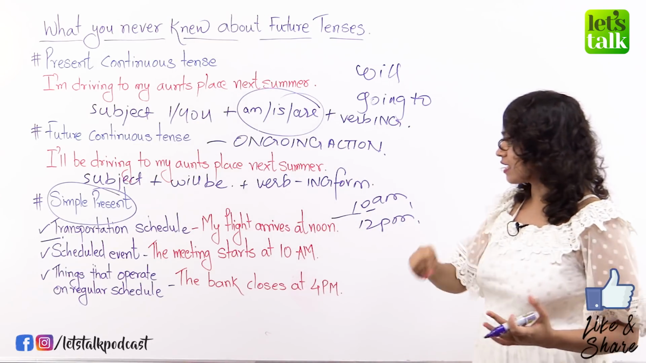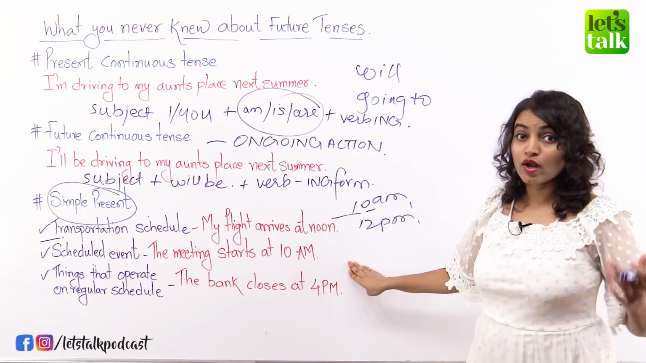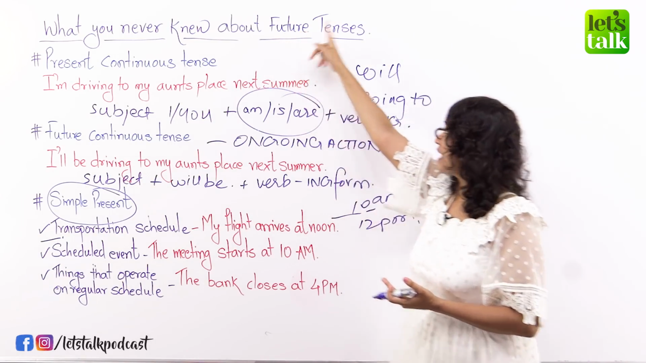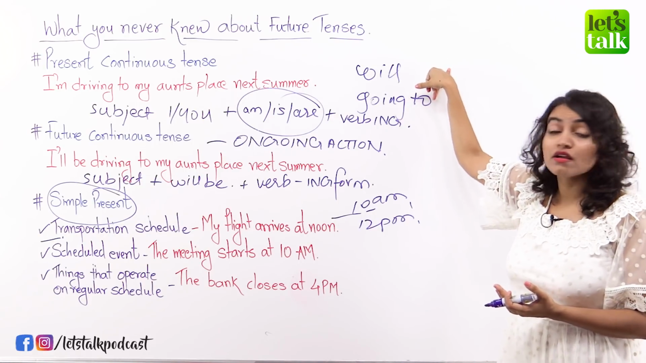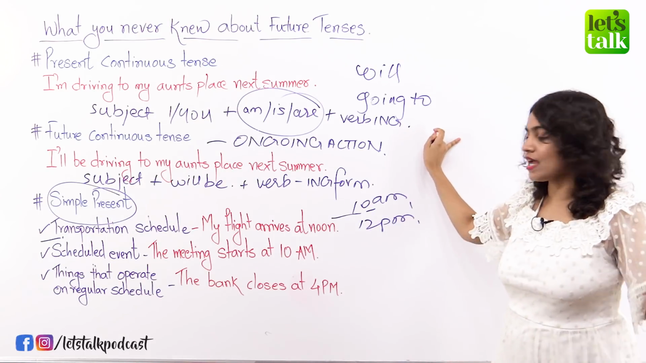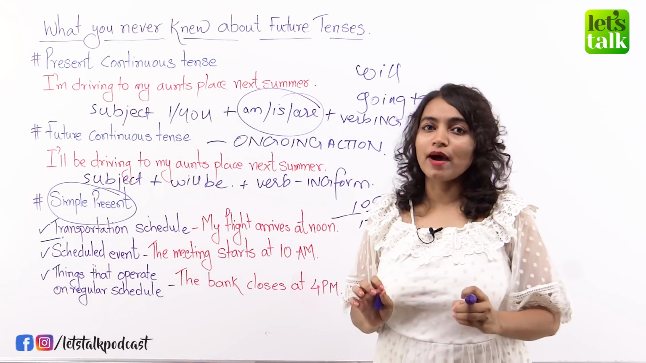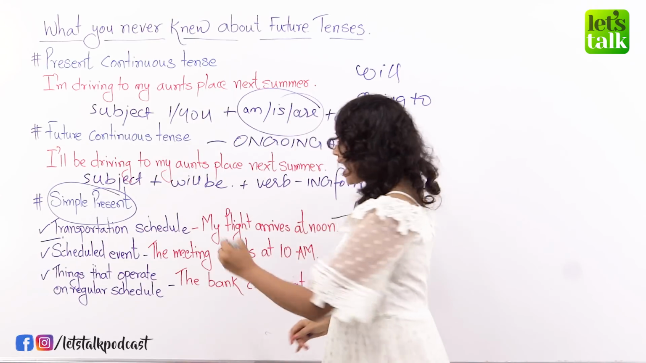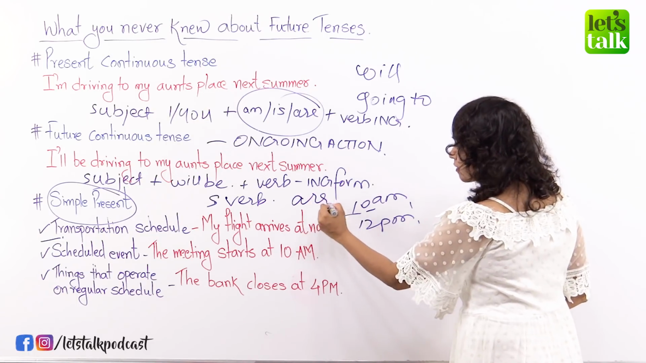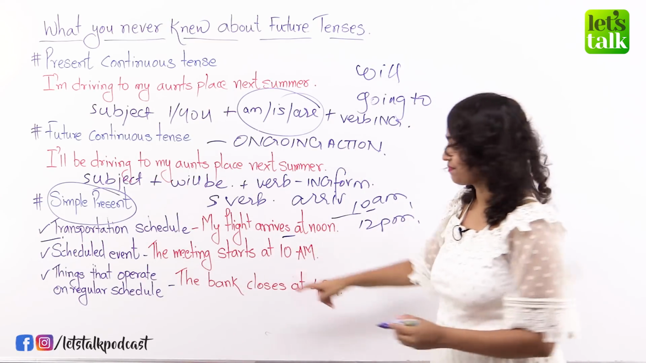For example, you can say the meeting starts at 10 a.m. Well, it's 9 o'clock in the morning now. The meeting is going to start sometime in the future. I don't have to say the meeting will start at 10 a.m. or the meeting is going to start at 10 a.m. I'd be okay if I said the meeting starts at 10 a.m. Did you notice when I'm talking about the simple present, I simply add the S to the verb? So a verb like arrive becomes arrives. A verb like start becomes starts.